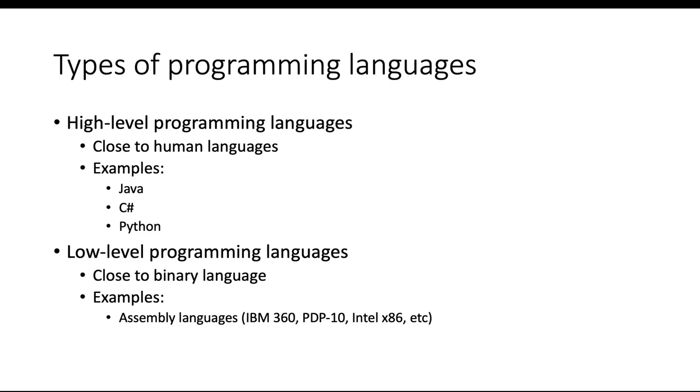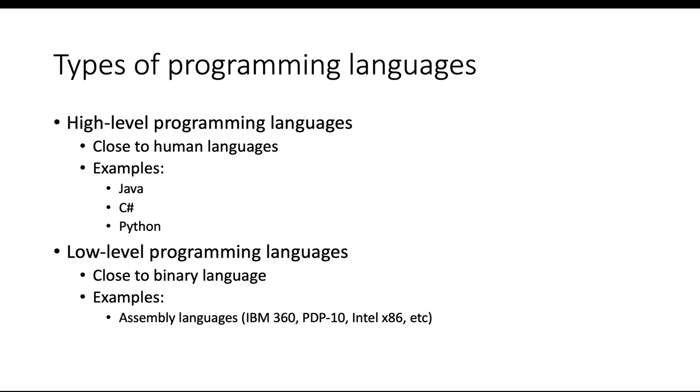So there are different types of programming languages. Most people divide them into high-level programming languages and low-level programming languages. When we say high-level programming languages, we mean languages that are written in a form close to human languages. So when you read them, they look like the English language, but they are not actually English. They are close to human-readable languages. Okay. Examples of these high-level programming languages are Java, C#, Python, PHP, etc.